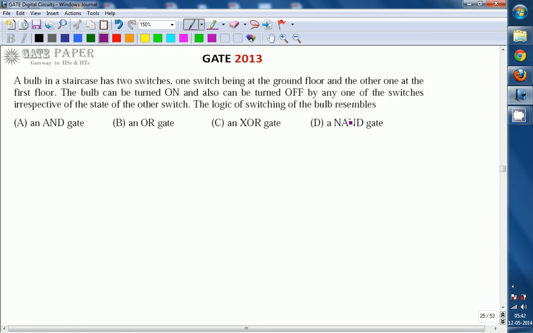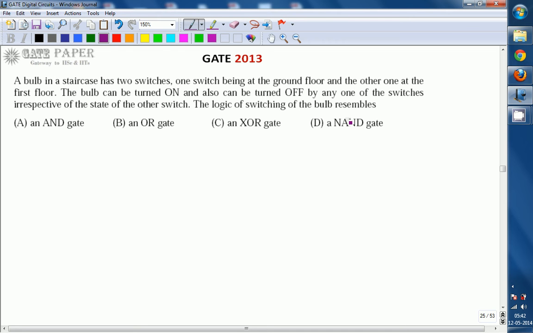Hello, we are discussing the GATE 2013 ECE paper, and the topic is related to digital circuits. A bulb in a staircase has two switches, one switch being at the ground floor and the other one at the first floor. The bulb can be turned on and also can be turned off by any one of the switches irrespective of the state of the other switch.